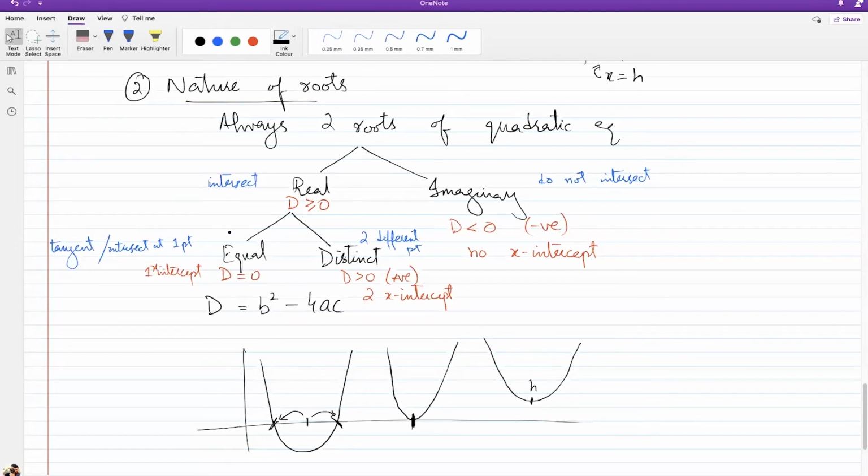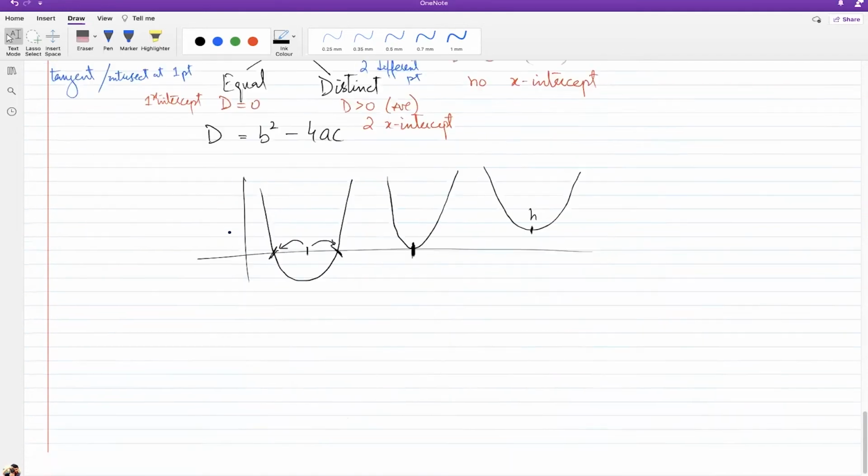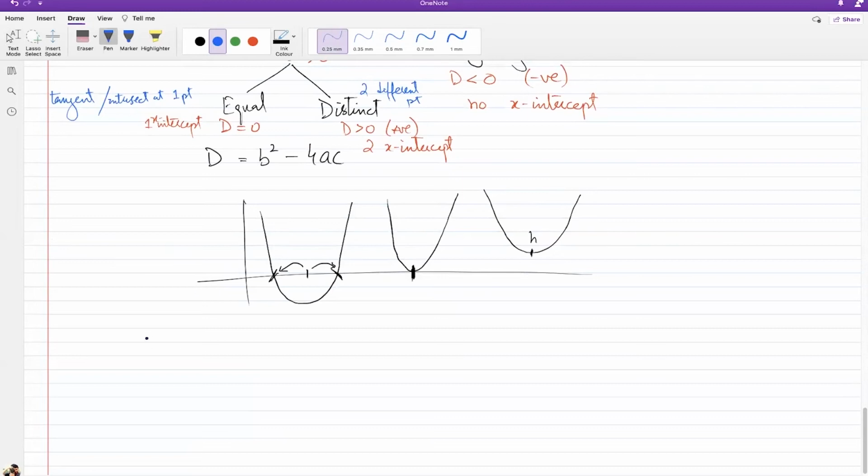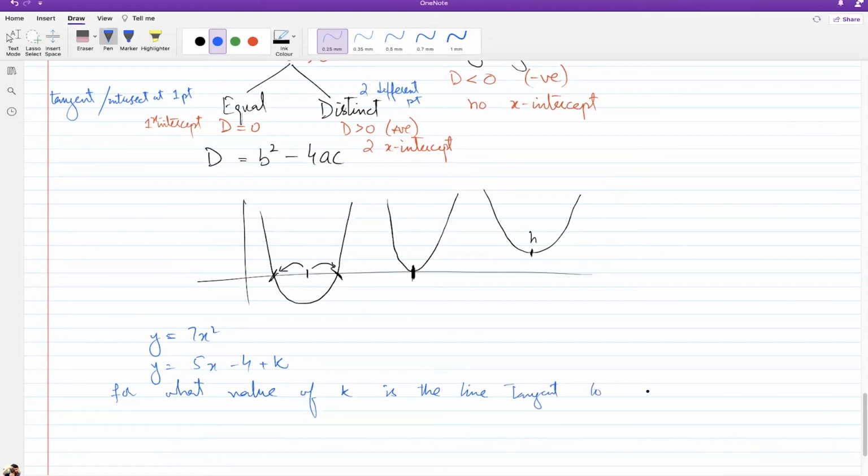Now we can use the same approach not just for the x-axis, but for multiple equations. Let's suppose they say there is an equation y equals 7x squared, and there's another equation y equals 5x minus 4, sorry, minus 4 plus k, let's suppose. For what value of k is the line tangent to the curve?